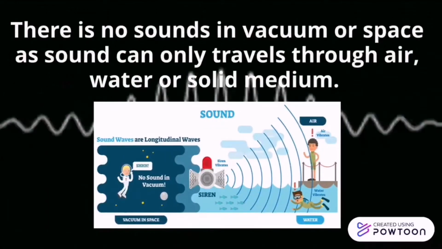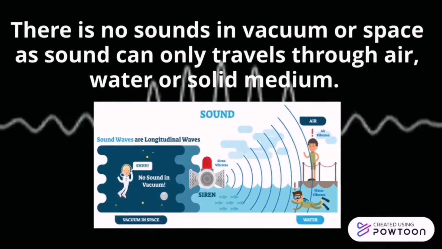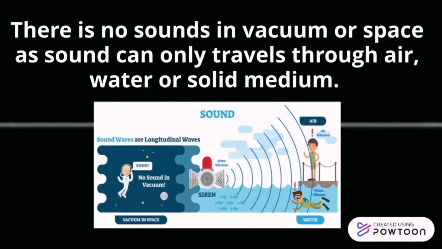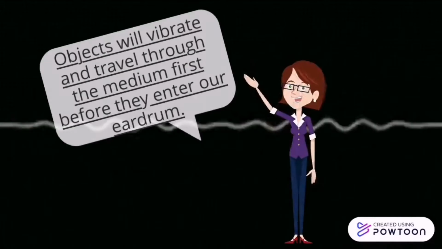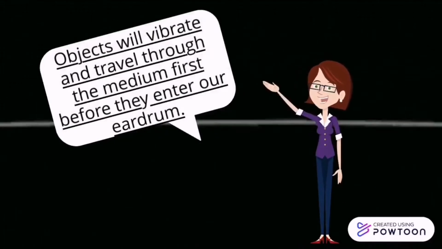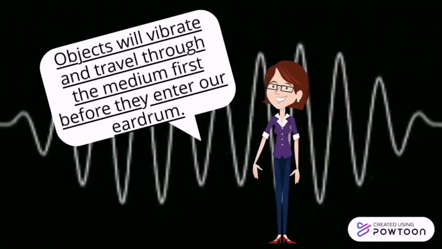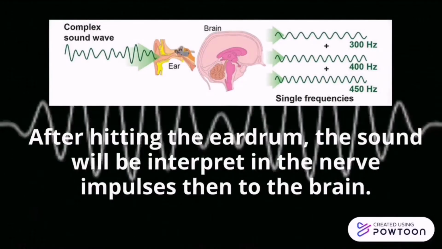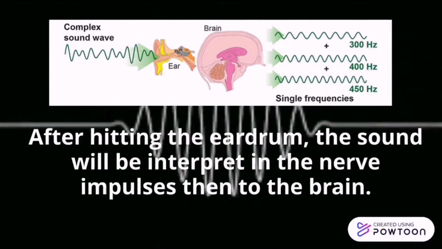There is no sound in vacuum or space, as sound can only travel through air, water, or solid medium. Objects will vibrate and travel through the medium first before they enter our eardrum. After hitting the eardrum, the sound will be interpreted in nerve impulses, then sent to the brain.